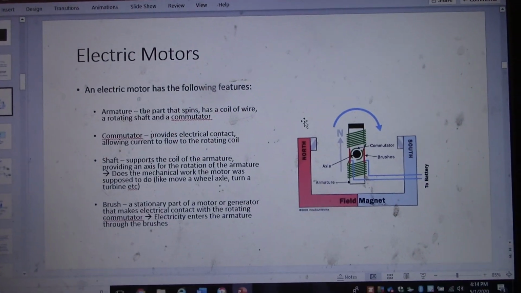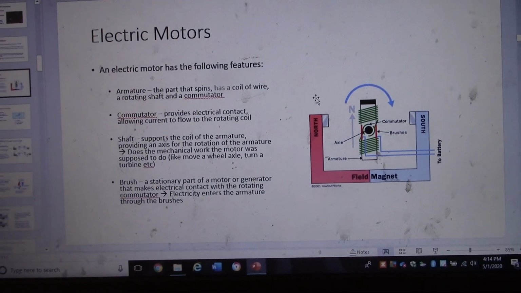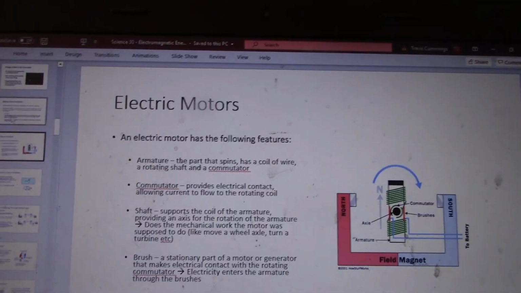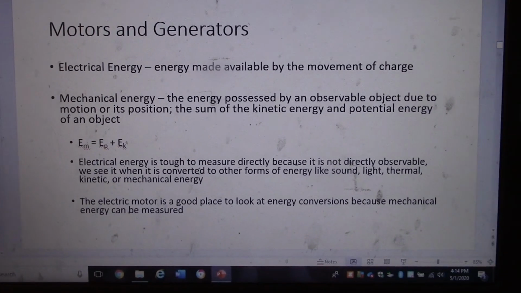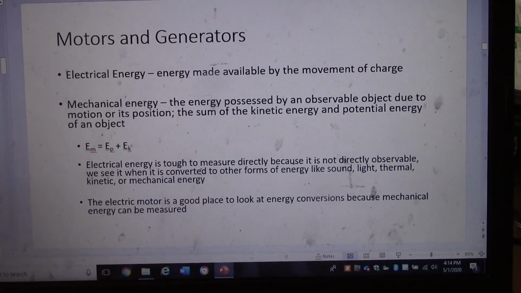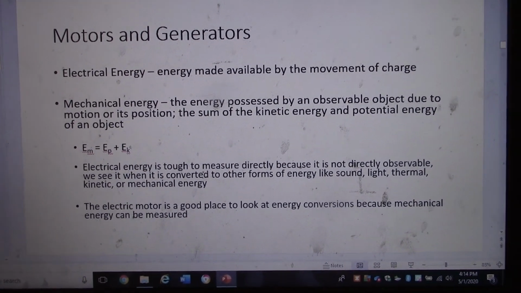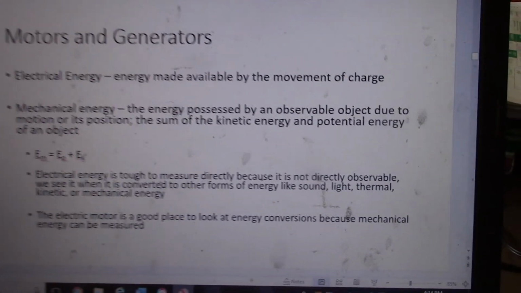Okay, hi Science 30. I'm going to do a quick lecture today just on the anatomy of the electric motor. Slides 25 and 26 in your electromagnetism PowerPoints is where I'm going to work from today, and then that's it.